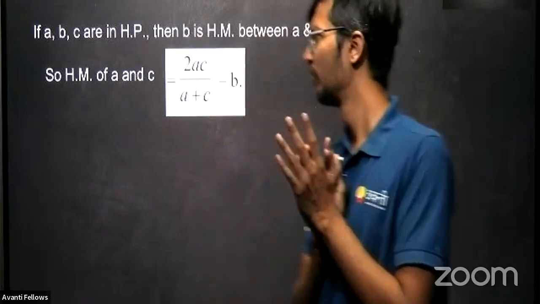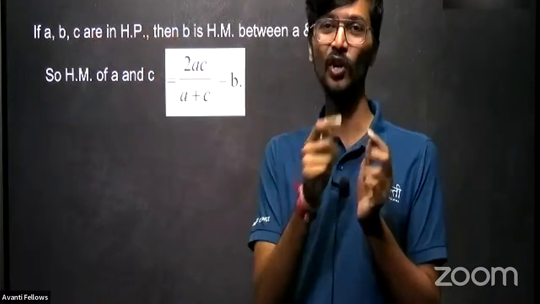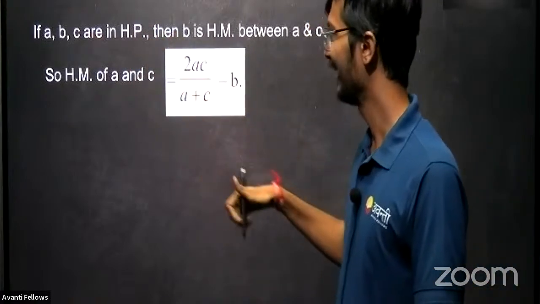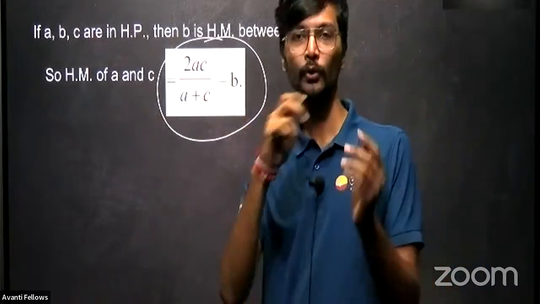And lastly we have HM. Questions on HM are rarely asked, so if a, b, c are in HP, then b is called the harmonic mean, and b will satisfy b equals 2ac upon a plus c. You can see here b equals 2ac upon a plus c.